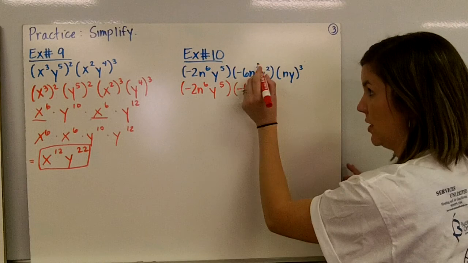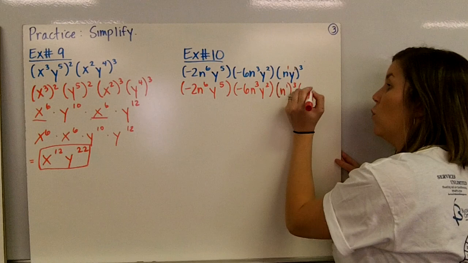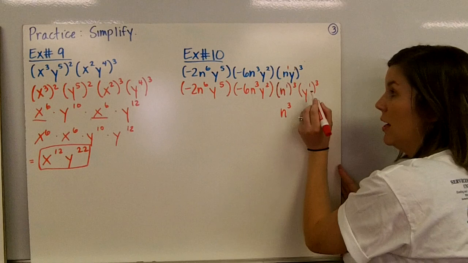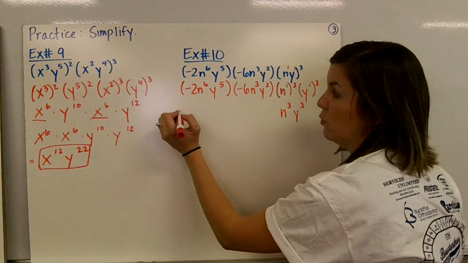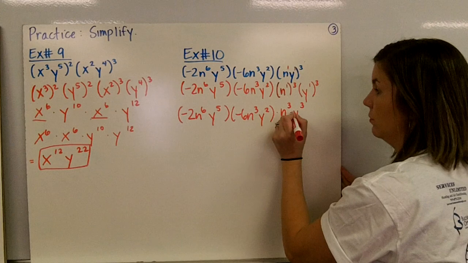And now n, this is to the first power, and y is to the first power. So I'll have n to the first to the third, and y to the first to the third. So n to the first to the third means 1 times 3, or n to the third power, and 1 times 3 again. So this is y to the third power. I'm going to carry these down one more time. And now I'm going to start multiplying.